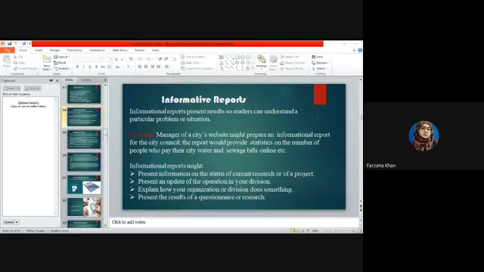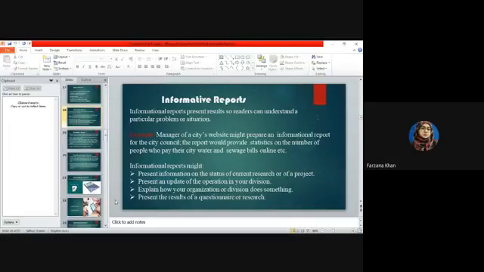If you have been assigned the task to provide the information about the growth, then you will provide information about the growth. So that would be only an informative report, because the main purpose of an informative report is to present the information in an objective, factual and organized manner. So an informative report only presents information.